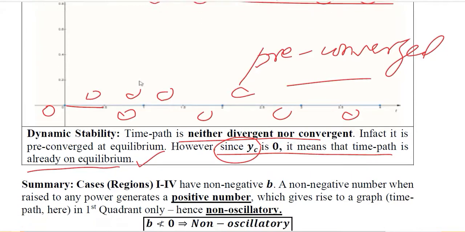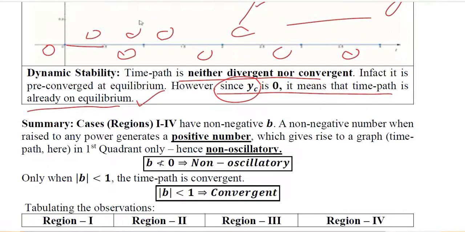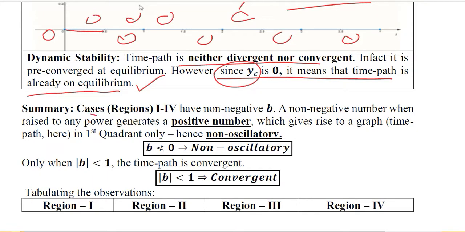We will see this in the summary, and this is the summary of all these 4 possibilities that we have studied. In all of these 4 possibilities, the value of b was non-negative, and a non-negative number raised to any power generates a positive number, because it's a positive base, or it's a 0 base. Whenever we expand it using some power, it is going to give us a positive number, which gives rise to a graph, a time path in this case, that will remain in the first quadrant.